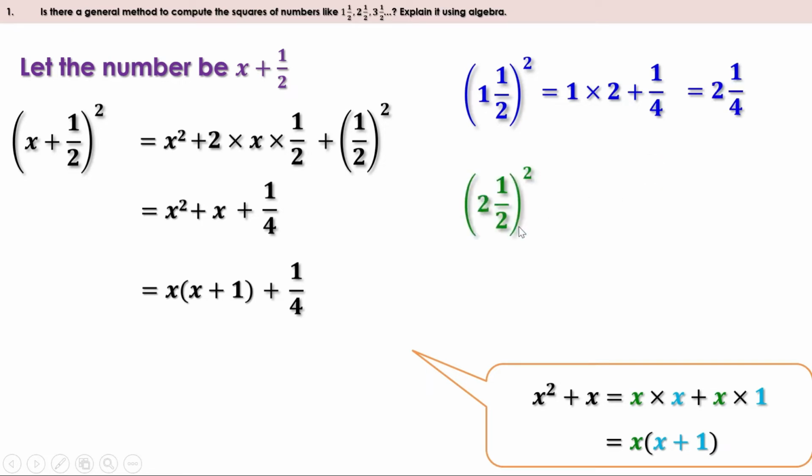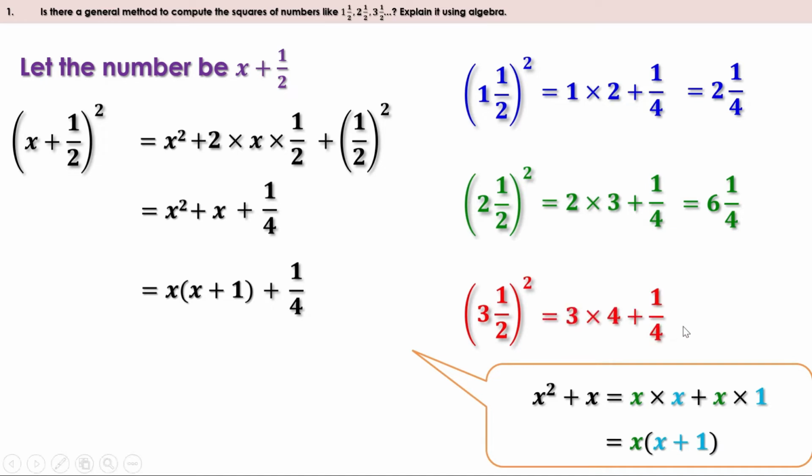Now if you take 2 1 by 2 whole square, the number part is 2. Multiply by the next number, that is by 3, we get 6. And add 1 by 4 to it, we get 6 1 by 4. Now if you take 3 1 by 2 whole square, the number part is 3. Multiply it by the next number, that is by 4, we get 12. And add 1 by 4 to it, we get 12 1 by 4.